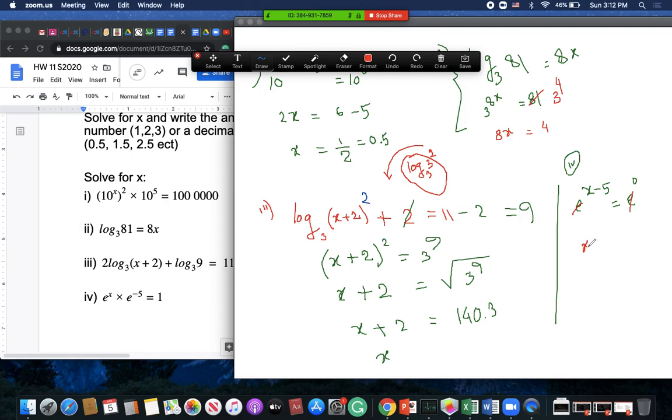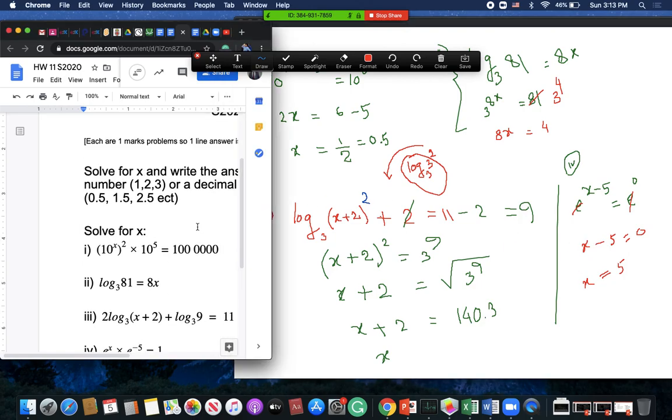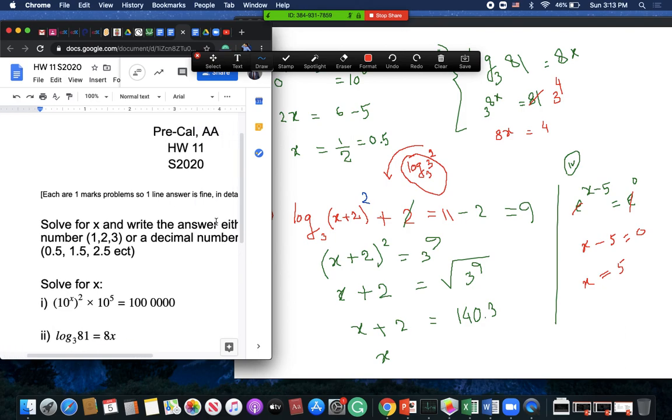Then we have x minus 5 equal to 0. X minus 5 equal to 0. That means x equals 5 is the solution of this math. So this way actually you solve this kind of maths, and this is our homework 11.